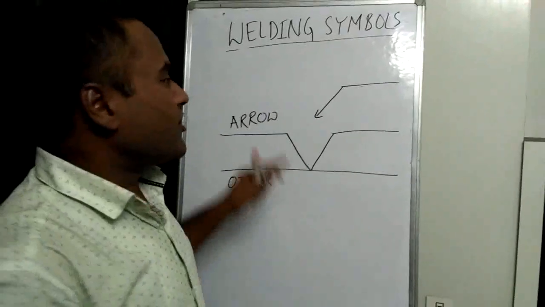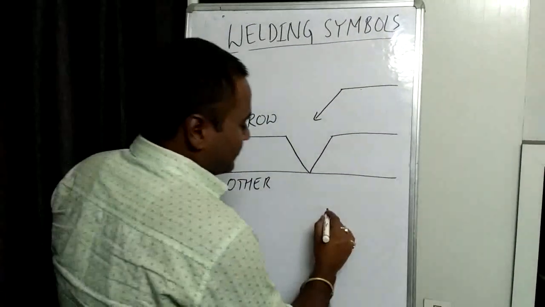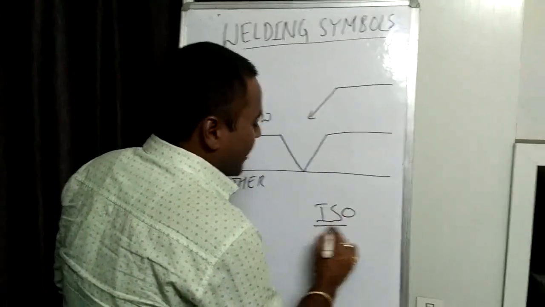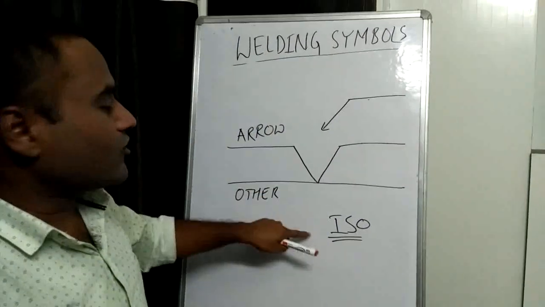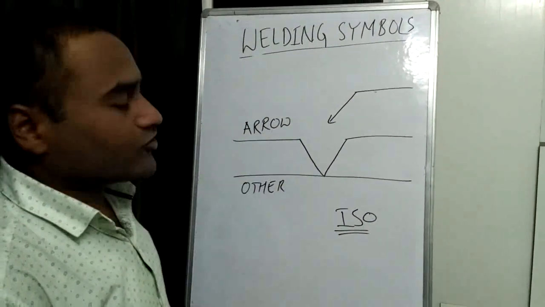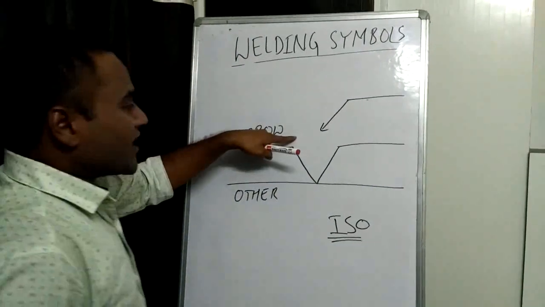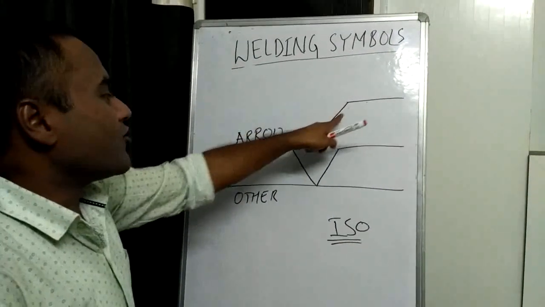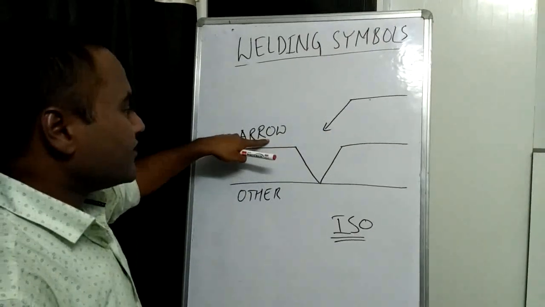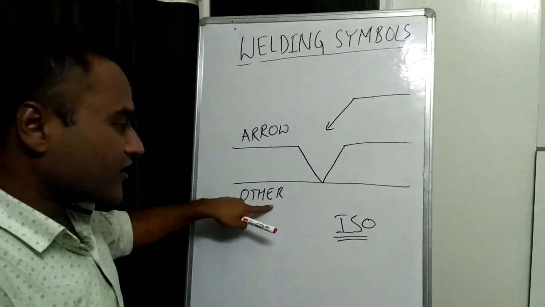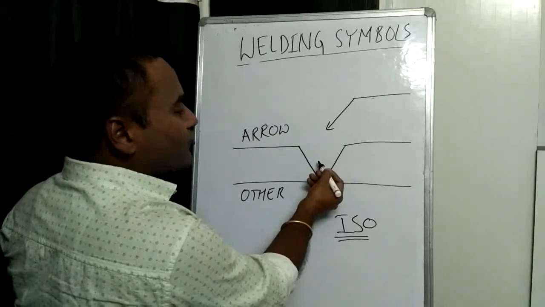Now, we'll take the example of ISO. Now, I'll explain about ISO for butt joint. As per ISO, see, this side is our arrow side. Why? Because this arrow points to this side. So, this side is our arrow side and this is your other side. And welding is on the arrow side.